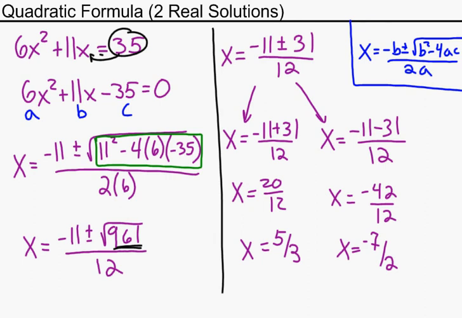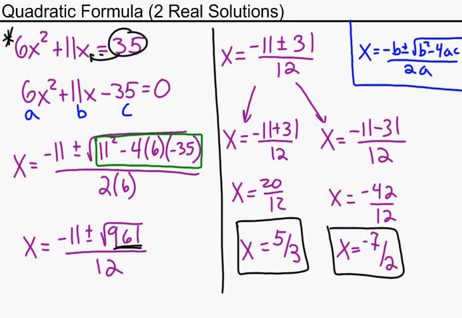So in the end, these are my final answers. They're the two numbers that if I were to plug back into my original equation up here, would make that equation true. And they're the only two numbers that would do that. So they're the two solutions to my quadratic equation.